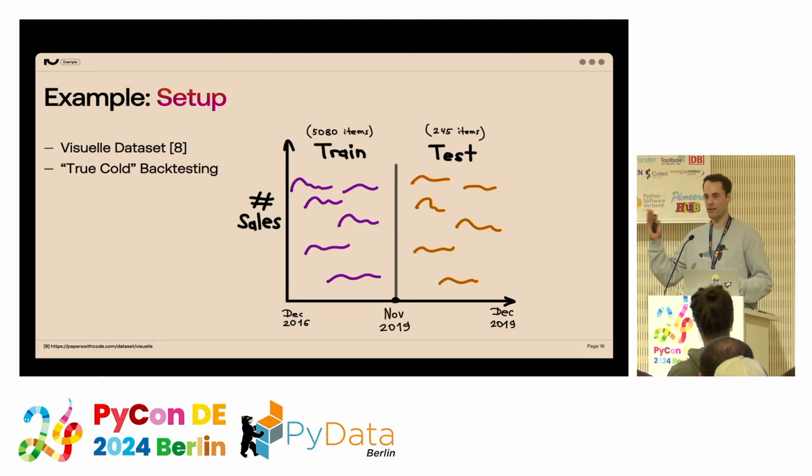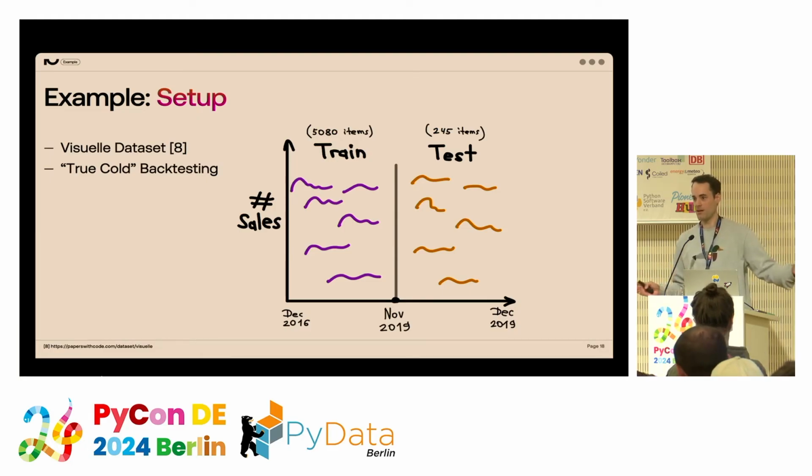We are really only considering a couple of hundred products in a testing period. We have a few thousand products to train on and only cold start. So whatever the model has to predict, you always have no history at all.